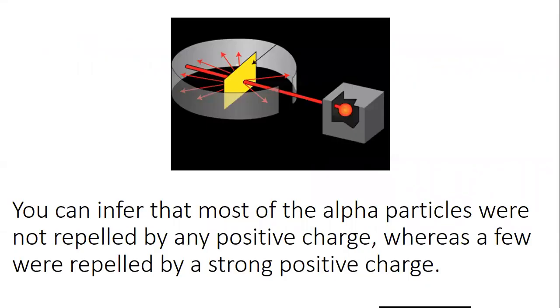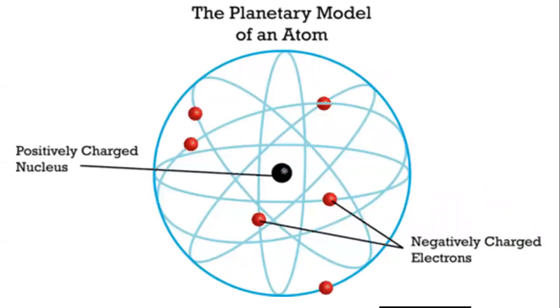Well, you could infer that most of the alpha particles were not repelled by any positive charge. That's what was observed. Whereas a few were repelled by a strong positive charge. Rutherford made the same inferences. He concluded that all of the positive charge and virtually all of the mass of the atom are concentrated in one tiny area, and the rest of the atom is mostly empty space.